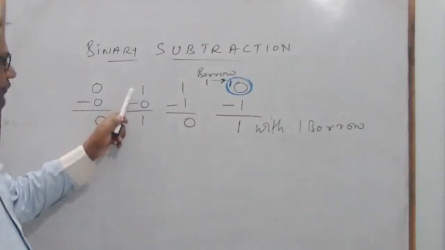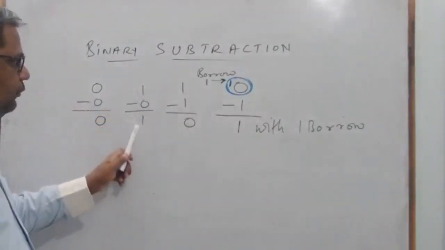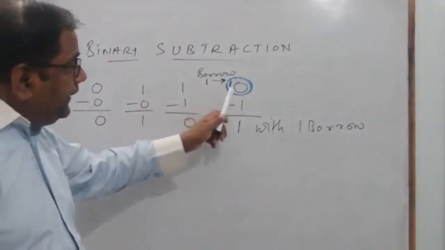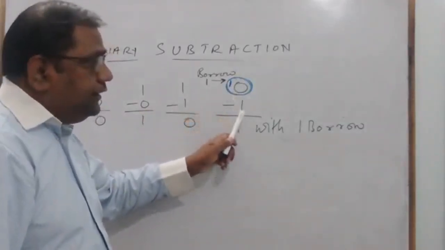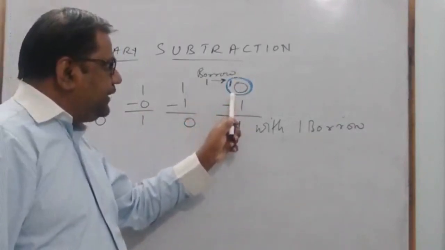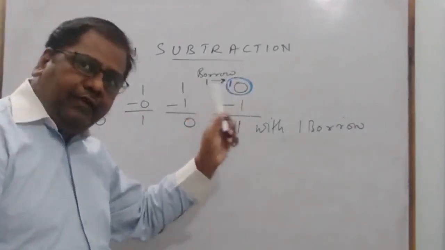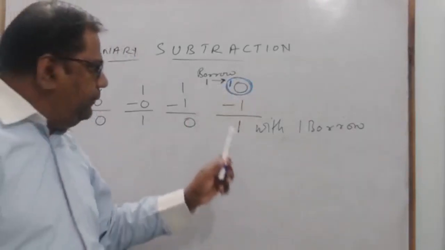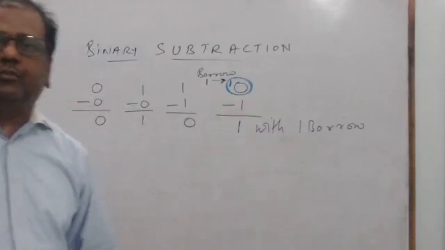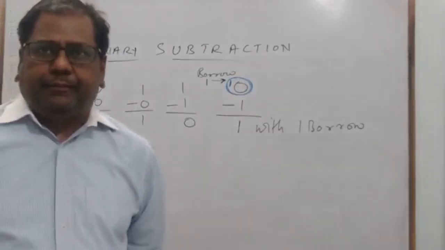When you are subtracting 0 from 1, you will get 1. When you are subtracting 1 minus 1, you will get 0. But when you are subtracting 1 from 0, it's not possible. You have to borrow 1. When you are borrowing 1, it becomes 10. When you take out 1 from 10, the remaining value will be 1. That means the result is 1 with 1 borrow. This is what you have to do in binary subtraction.